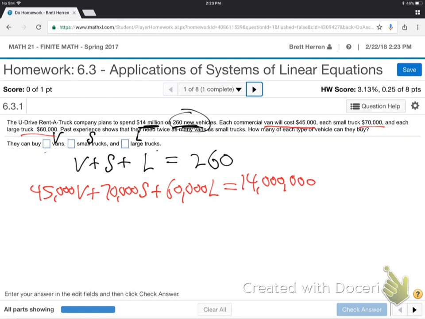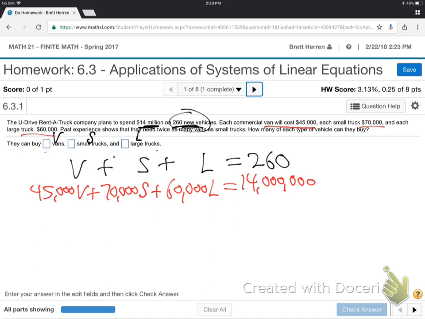So far, so good? Let me rewrite that top equation. Let's make it bigger. Vans plus small trucks plus large trucks is 260. So we've got two equations. Generally, you're going to have the same number of equations that you have letters, if you want one unique solution, if you want your thing to come out and have only one answer. So we have 3 letters. We're expecting 3 equations. So we need one more equation, don't we?